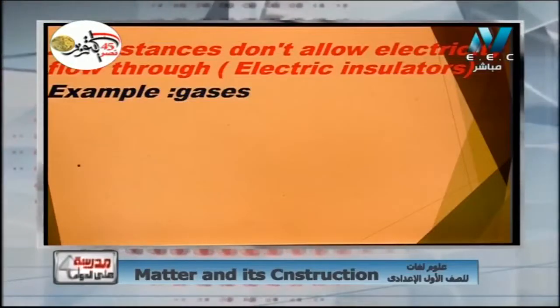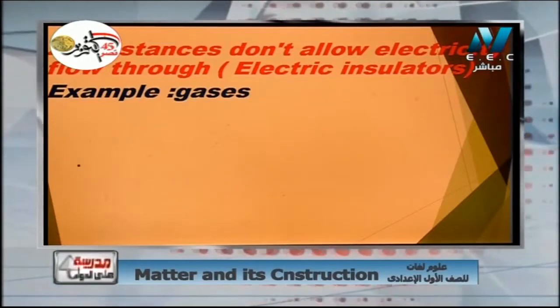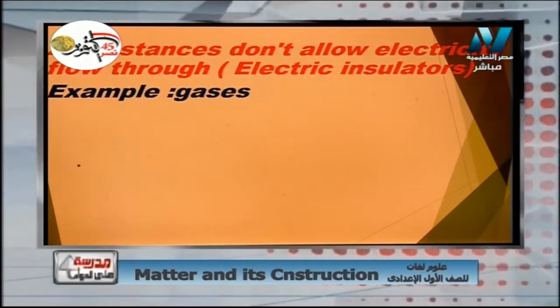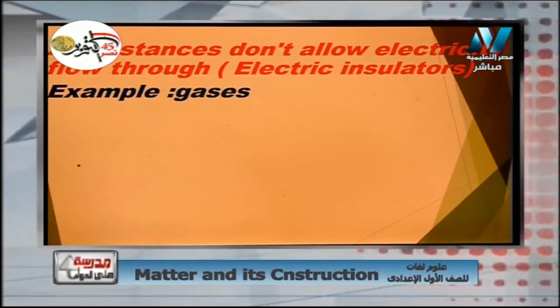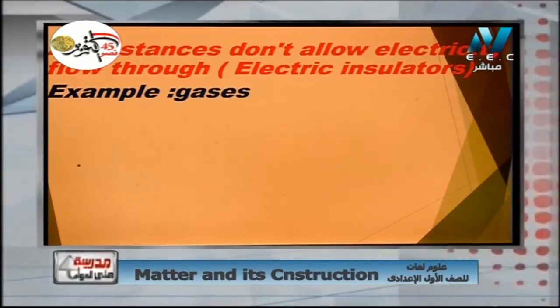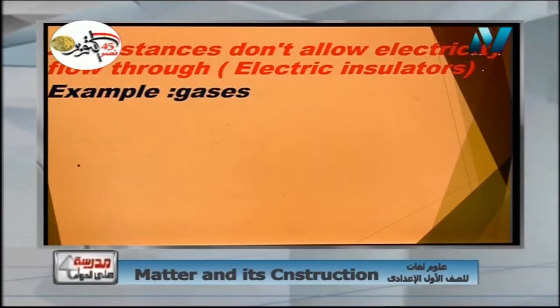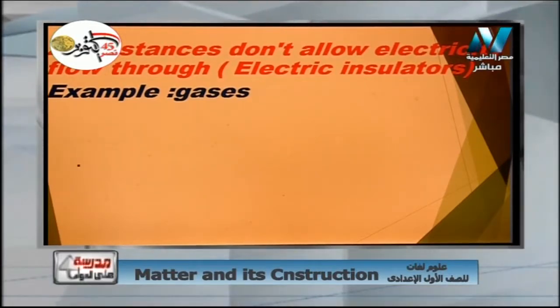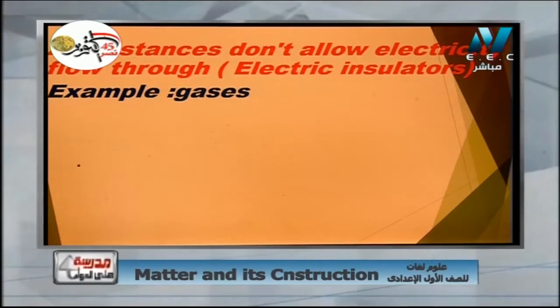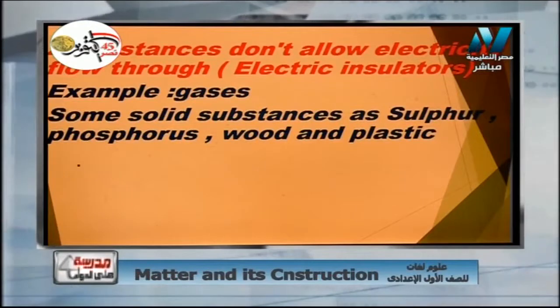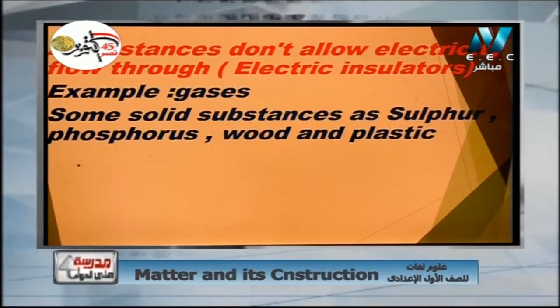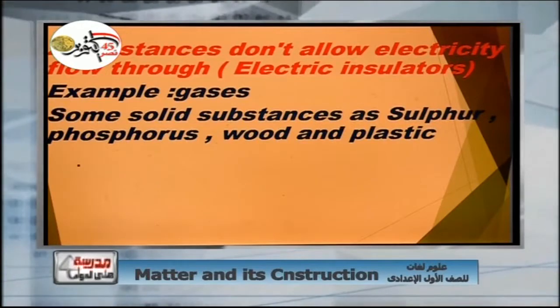Examples, gases. Gases don't allow electricity to pass through: oxygen, nitrogen, hydrogen, carbon dioxide gas, and so on. And it's a very great grace from God, because if oxygen allowed electricity to pass, all of us would fall into electric shock, because each of us touches oxygen all the time. Number 2, some solid substances as sulfur, phosphorus, wood, and plastics.